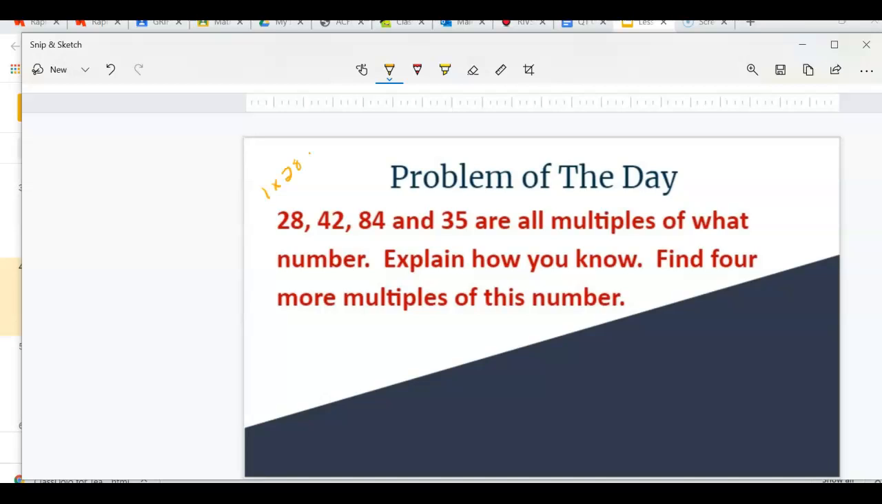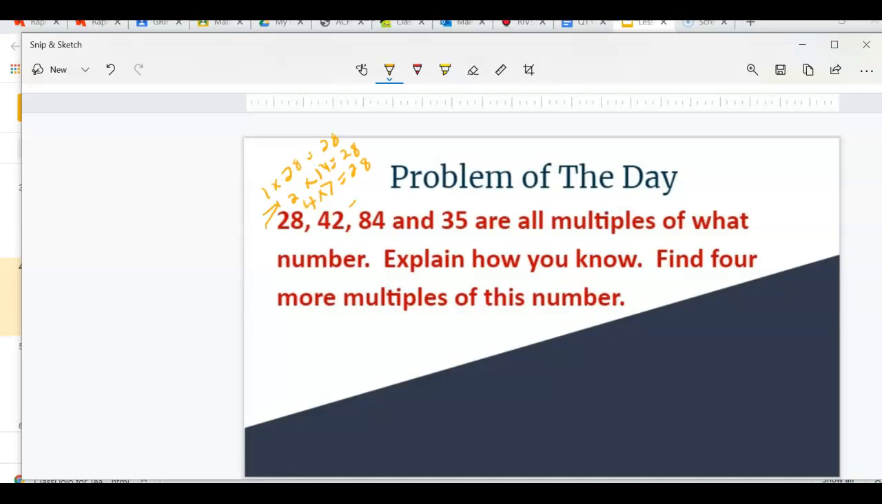1 times 28 is 28. And what other numbers can I use? Let's see, 2 times 14 is 28. Can I multiply 3 times any number to get 28? No, we can't. Let's go to 4 times 7 is 28. Okay? And there are no other numbers that you can multiply together to get 28. So we've got that for 28.